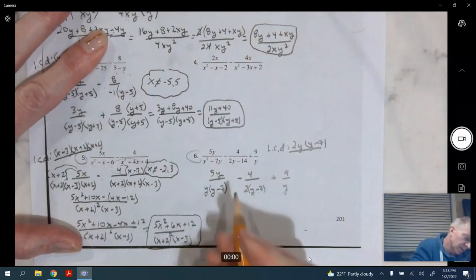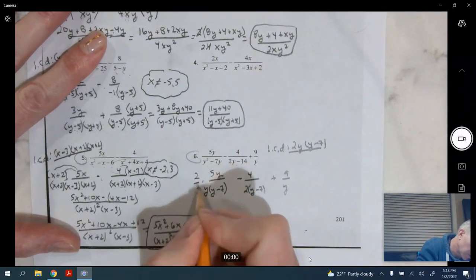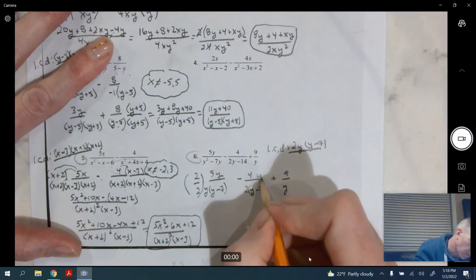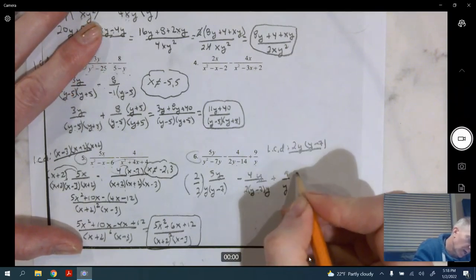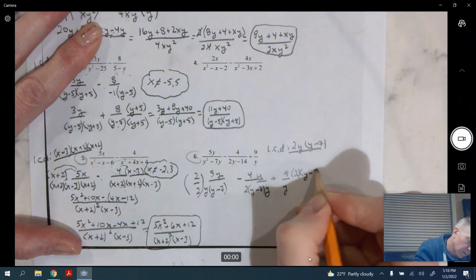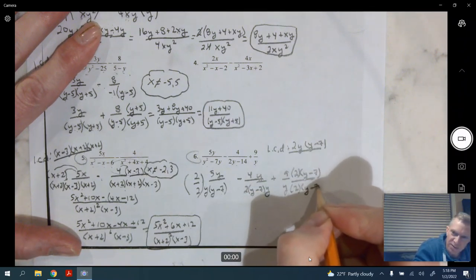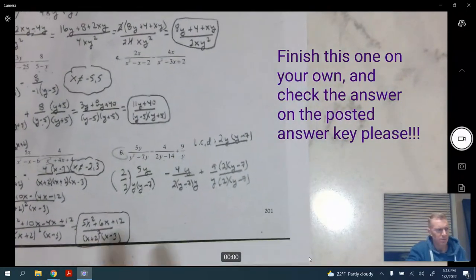So this one is going to need a 2. So we'll multiply this one by 2 over 2. This one needs a y, so we'll multiply by y over y. This one needs a 2 and a y minus 7, so 2, y minus 7 over 2, y minus 7.